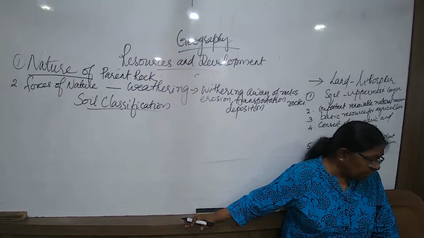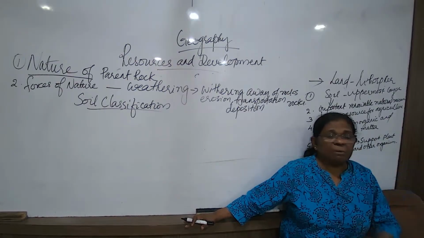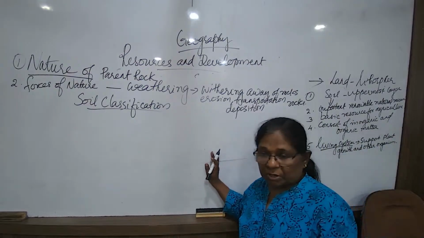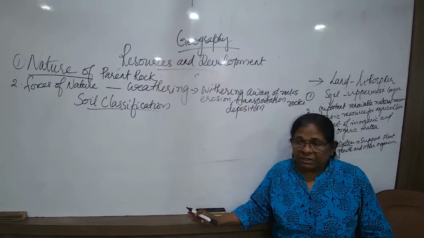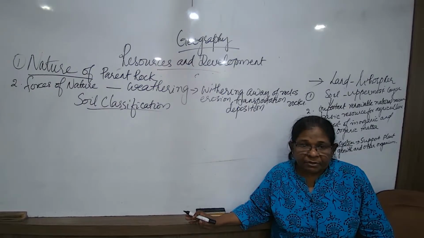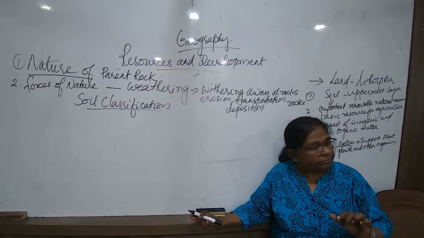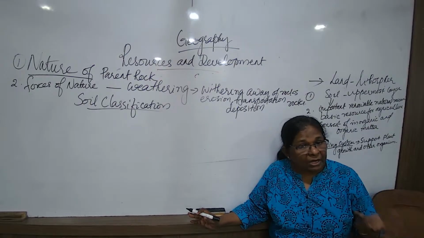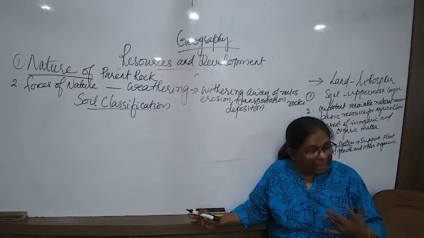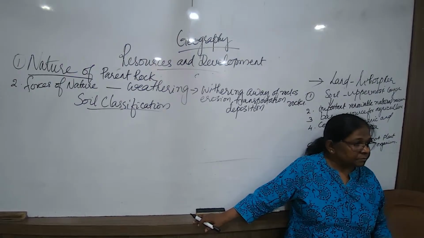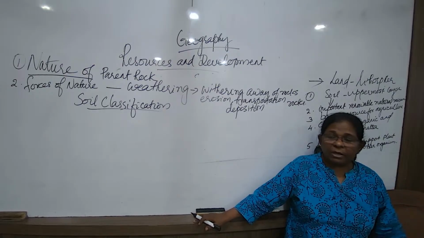On the third classification, on all that basis, we are having 6 types of soils. Which are they? Alluvial soil, black soil, red and yellow soil, laterite soil, mountain soil, arid soil. Okay.